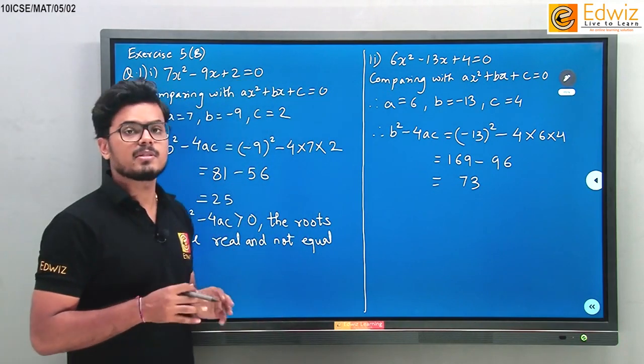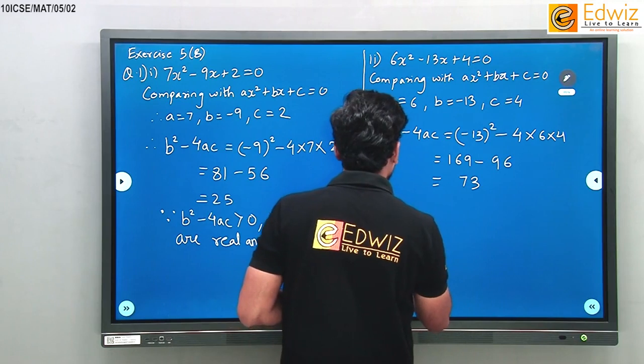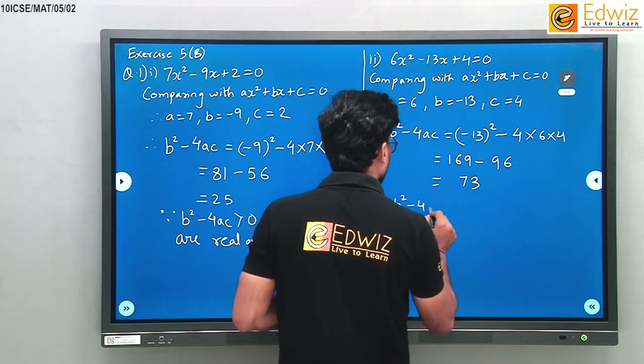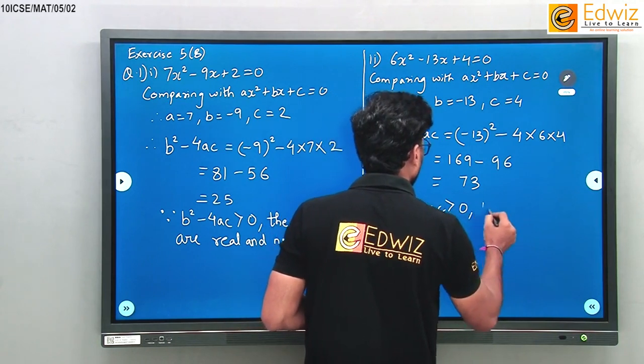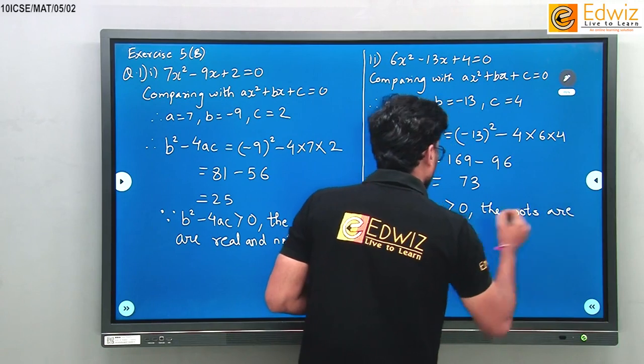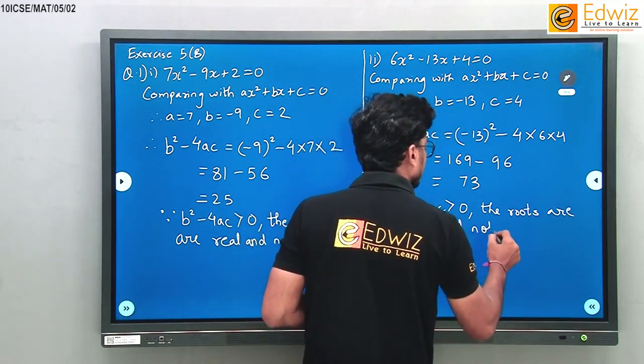Once again the value is greater than 0. That means the nature of the roots here is the same as the previous question. Since b square minus 4ac is greater than 0, the roots are real and not equal.